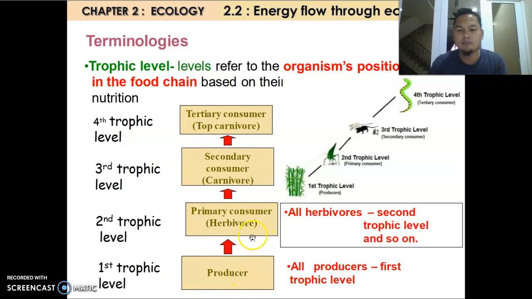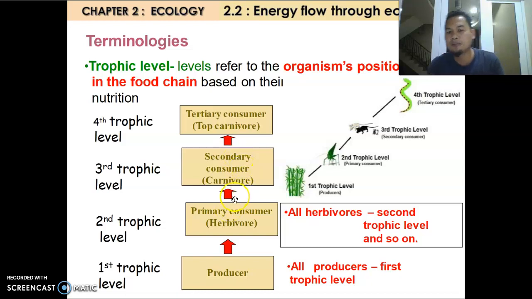The producer is fed on, and the arrow here indicates the energy transfer, by the herbivore, the primary consumer. The primary consumer feeds on the chemical energy in the form of their biomass. So the primary consumer is the second trophic level. The primary consumer is fed on by the secondary consumer. The secondary consumer is a carnivore. The energy is transferred from the second trophic level to the third trophic level. So the third trophic level belongs to the secondary consumer.